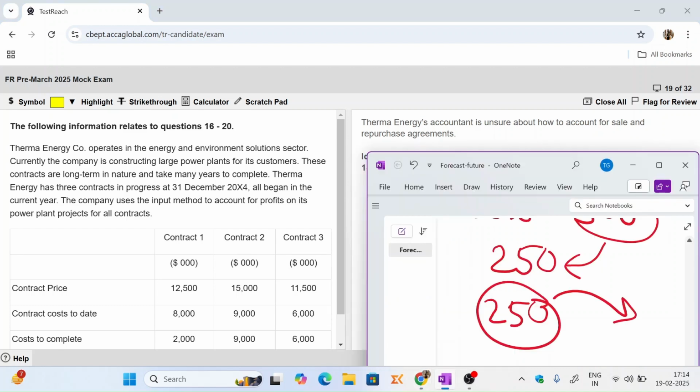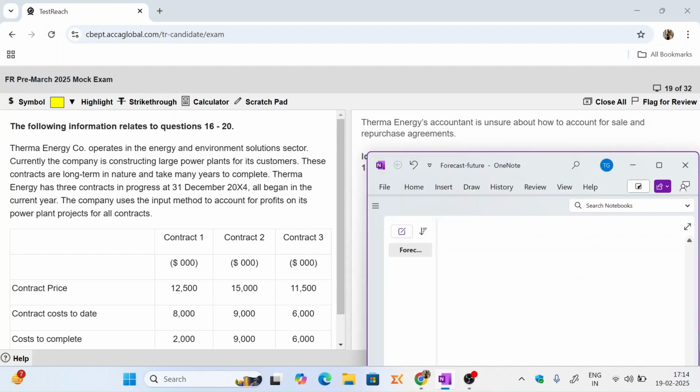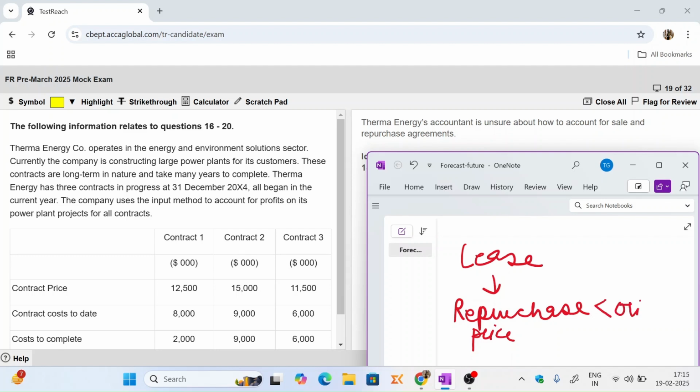So before we head to solving this kind of a question, I would quickly like you to recap what you have learned in this concept. According to the IFRS 15 chapter, chapter number 5 from your study hub, it is going to be classified as a lease in the scenario where the repurchase price is less than the original selling price. Then it becomes a lease.